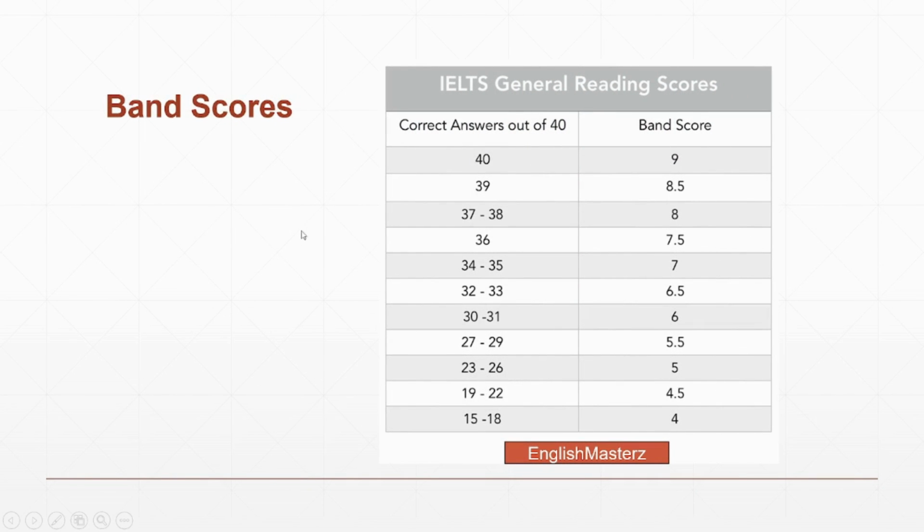Now I will tell you the difference between the band scores. If you can see here, we have the general reading section where a minimum of 15 to 18 correct answers will get you 4 bands. And increasingly, around 34 to 35 minimum correct answers will get you 7 bands, and the same with 39 to 40 correct answers will get you 8.5 and 9 bands.